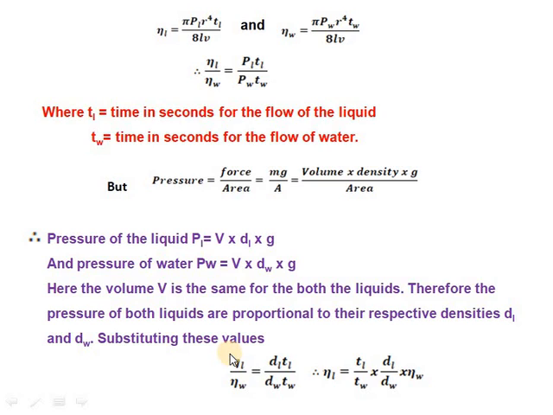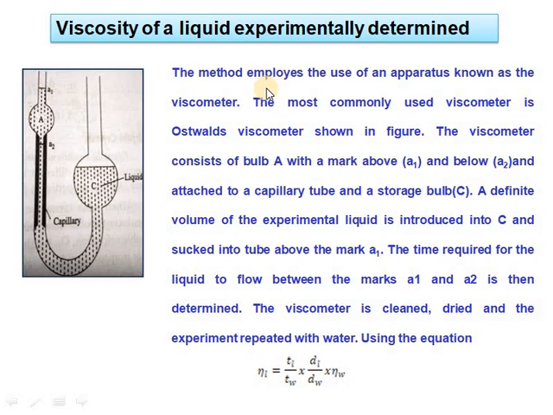Substituting these values in the equation, we get eta L upon eta W is equal to TL into dL upon TW into dW, and therefore we can measure the viscosity of these liquids. Modifying the equation, eta L is equal to TL upon TW into dL upon dW into eta W. Now we have measured the viscosity of a liquid by using this first order viscometer.